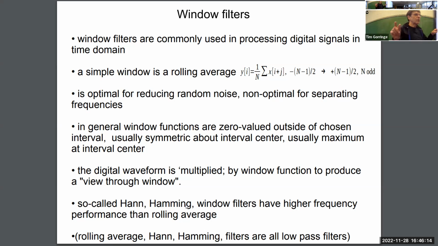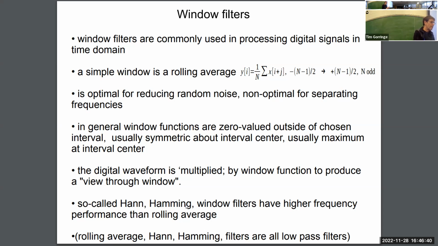All of these filters, this simple rolling average, or this Hann filter, or this Hamming filter, are basically low-pass filters. When you do this averaging process of the samples of the input, low frequencies are going to pass through. But high frequencies will tend to be attenuated.